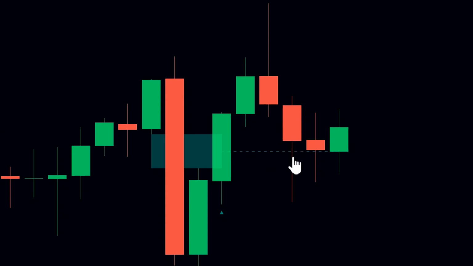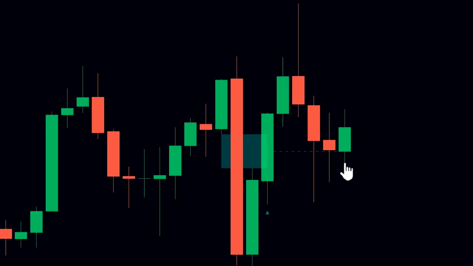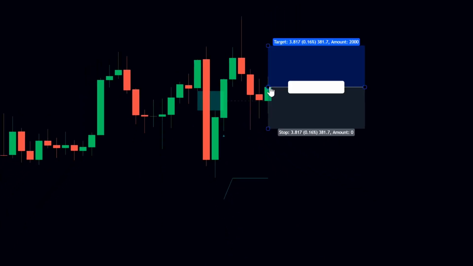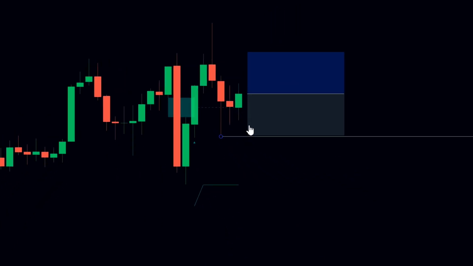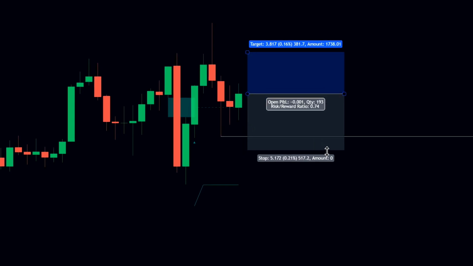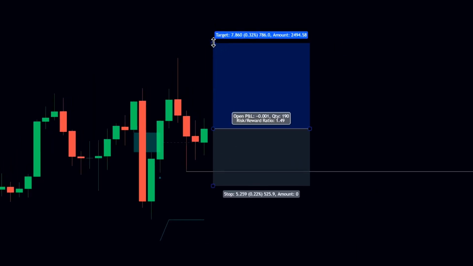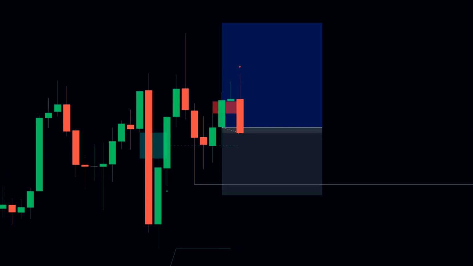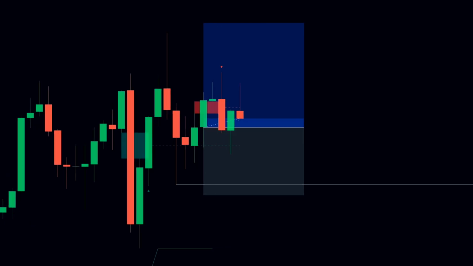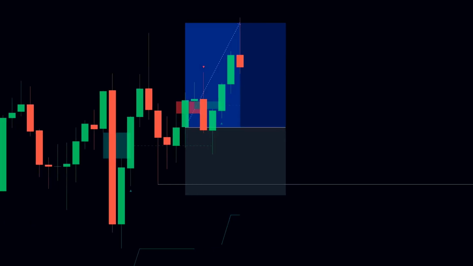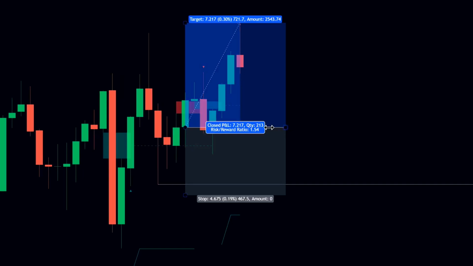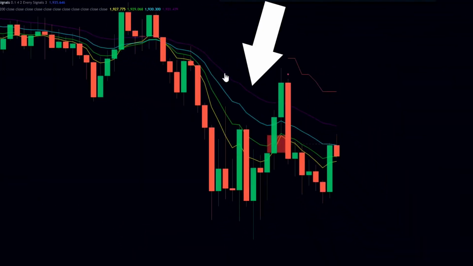If one does, the entry is invalid. 6. Once a green candle prints without closing below the center line, enter a long trade. 7. Set the stop loss below the recent swing low and take profit at 1.5 times your risk. For a short trade, flip the rules.